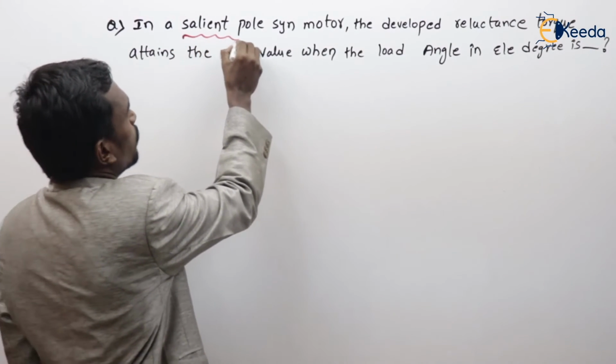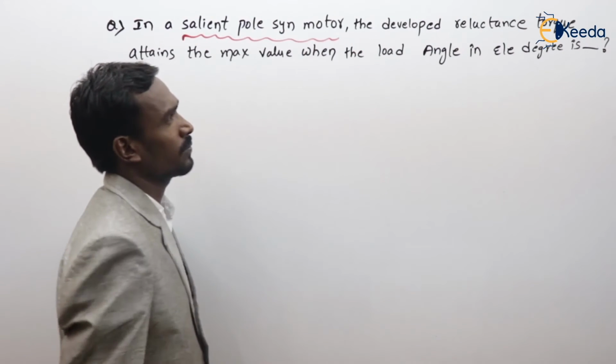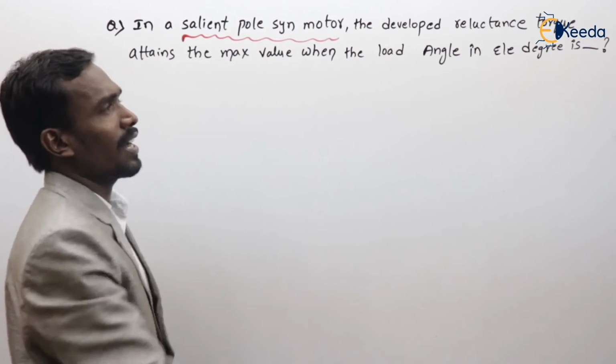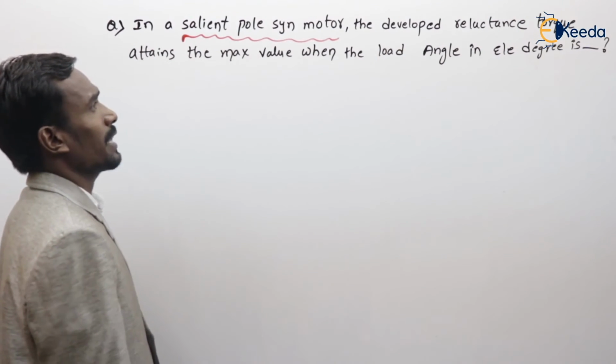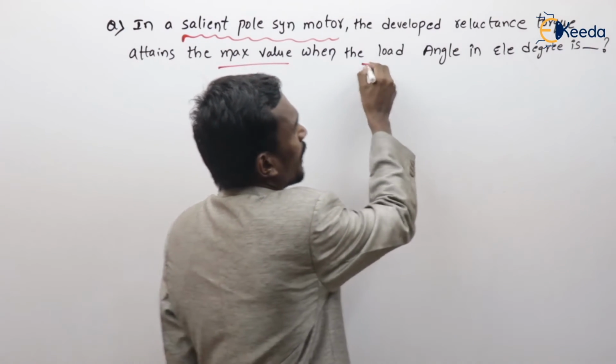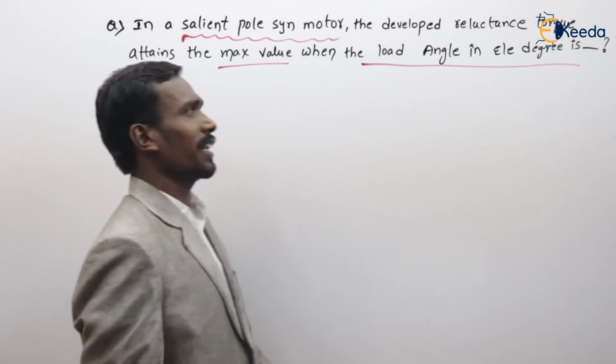Right, next question. In a salient pole synchronous motor, the developed reluctance torque attains the maximum value when the load angle in electrical degrees is.